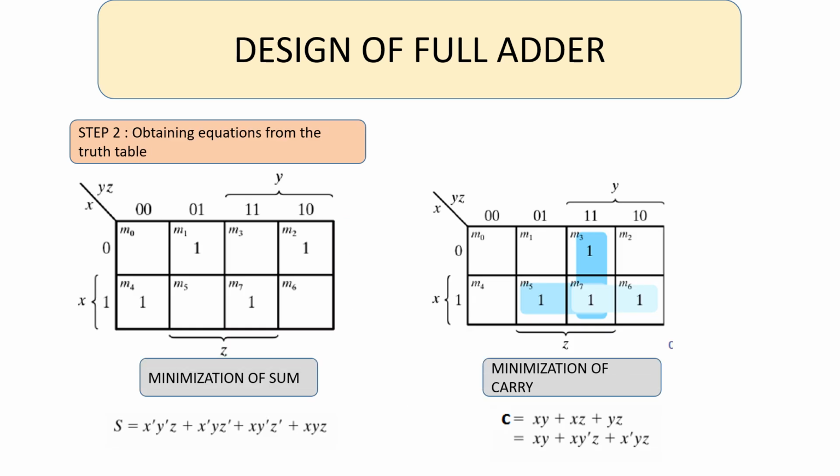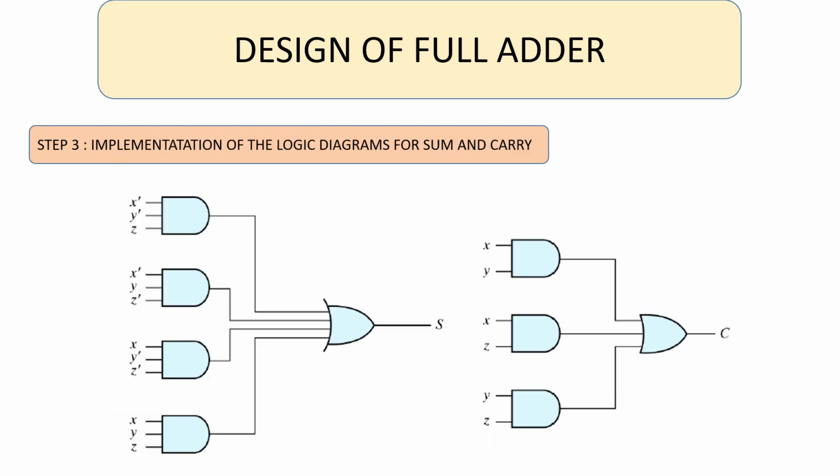The next step is obtaining the equations from the truth table. So wherever you get a 1, that has to be plotted in the corner map. So see the first corner map. This shows the corner map for the sum, and the second one is for the carry. The minimized expression for sum is given at the bottom of the corner map, and C becomes xy plus xz plus yz. This equation is implemented here, and we get the sum expression and the carry expression for the full adder.